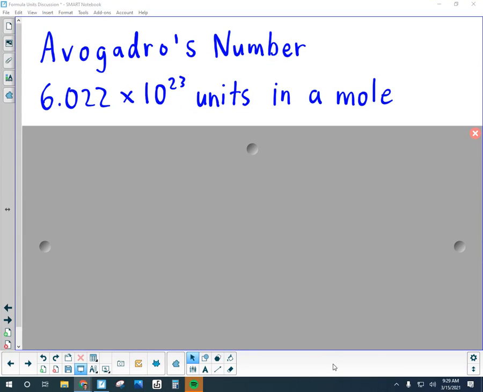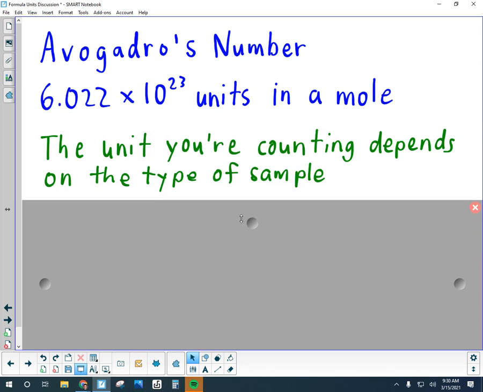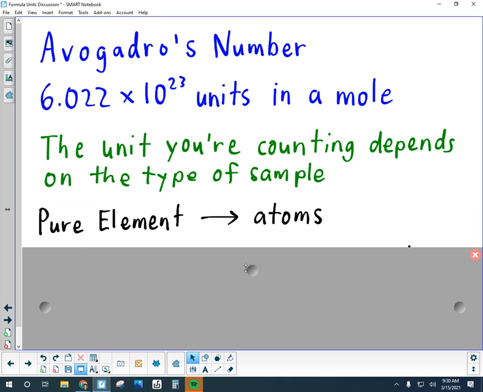In this video, I will discuss how we use Avogadro's number to count up chemical quantities. What we need to know to start is that Avogadro's number represents the number of units of something in a mole. The unit that we're counting up actually depends on the nature of the sample. So the simplest type of thing that we might count up would be a pure element sample. If you have a pure element sample, the units that you're counting are the individual atoms.